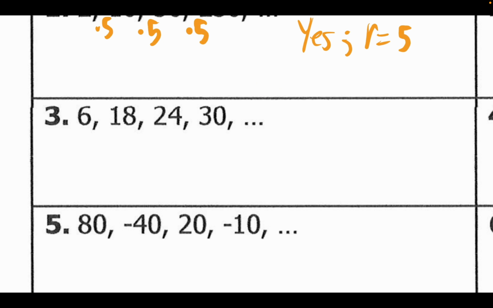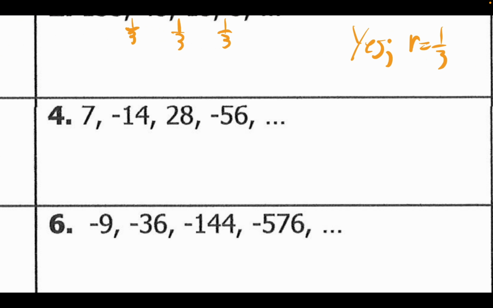Number 3. Any term divided by the previous term, 18 divided by 6 is 3, 24 divided by 18 is not 3, and 30 divided by 24 is also not 3. This is adding by 6, not multiplying or dividing by the same amount. So no, this is not a geometric sequence. It's actually an arithmetic one. Number 4, negative 14 divided by 7 is negative 2. 28 divided by negative 14 is negative 2. And negative 56 divided by 28 is also negative 2. So yes, this is a geometric sequence, and the ratio is negative 2.